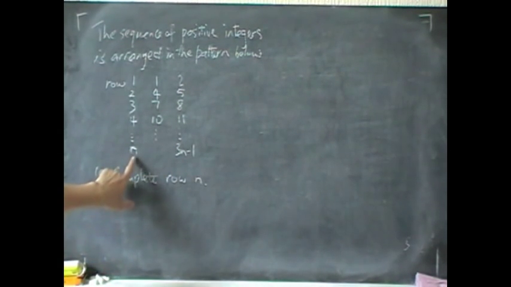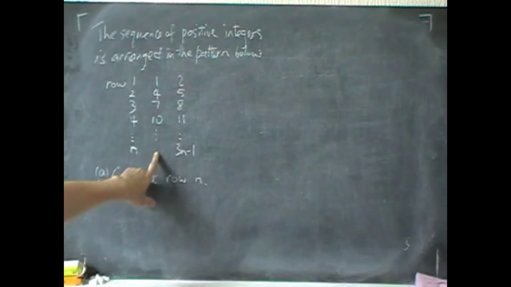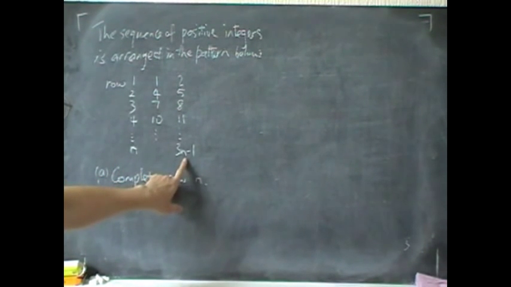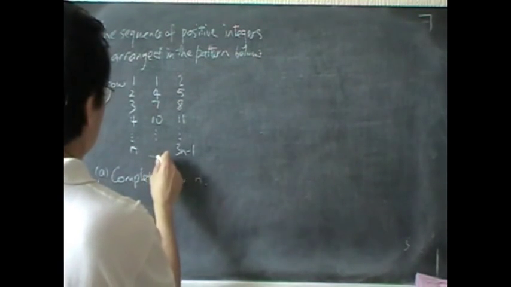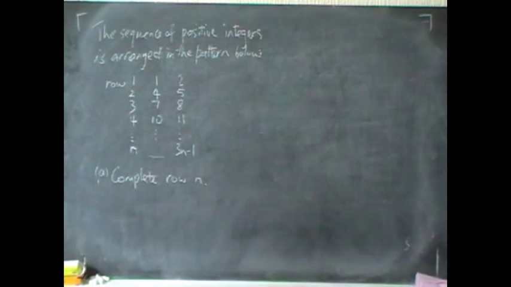Now, here you are given row n. That column is left blank, and that term is 3n minus 1 in terms of n. You have to complete row n. Complete means that clearly this is the missing bit that we need to fill in. And we have to look for patterns.